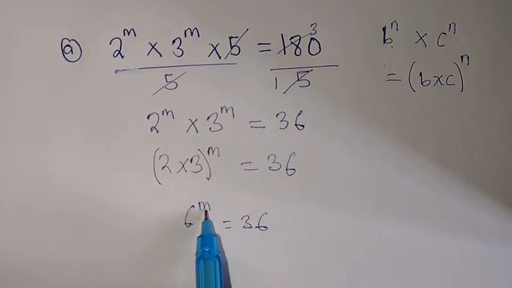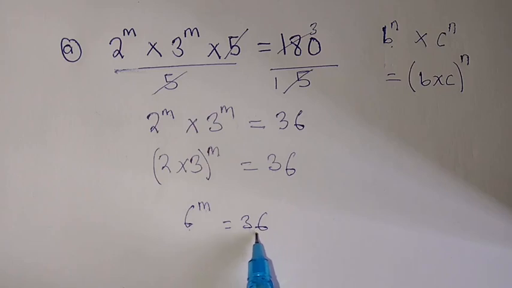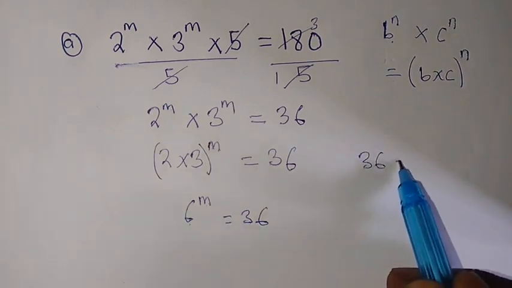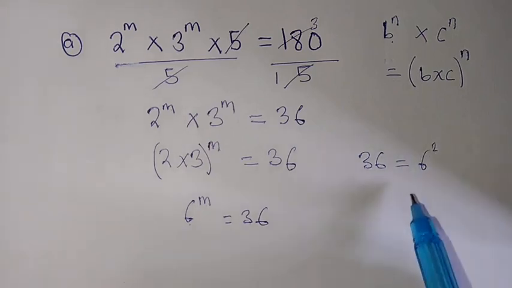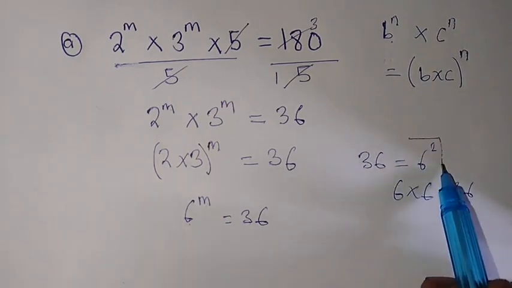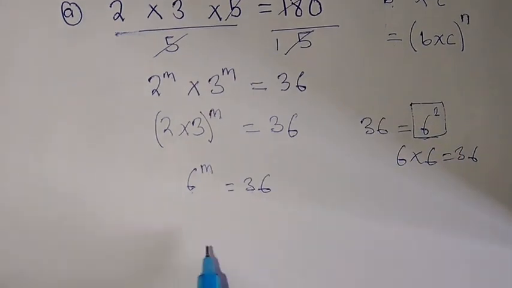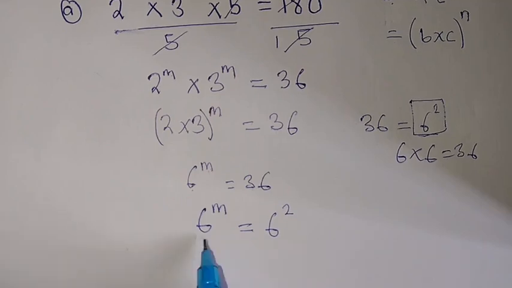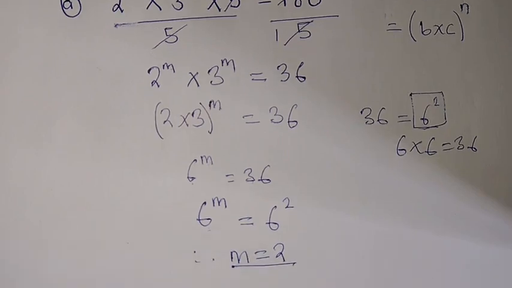So here we need to find the value of m. The base here is 6, raised to the power of m. This 36 is a perfect square number which can be written in index form with a base of 6. So 36 is equal to 6 power 2, because 6 power 2 means 6 times 6, which gives us 36. So we have 6 power m is equal to 6 power 2. The bases are the same, so we equate the powers. Therefore, m equal to 2. This is the value of m. So we have answered our first question. Let us now move on to question 2.